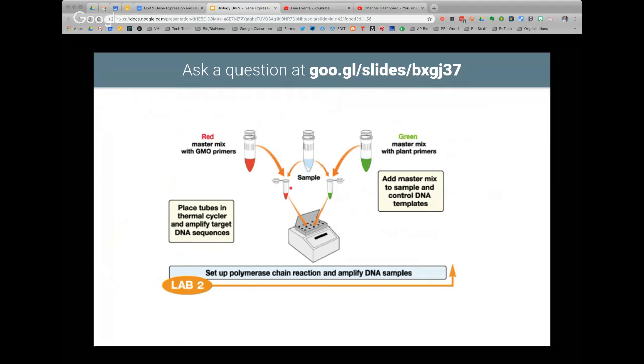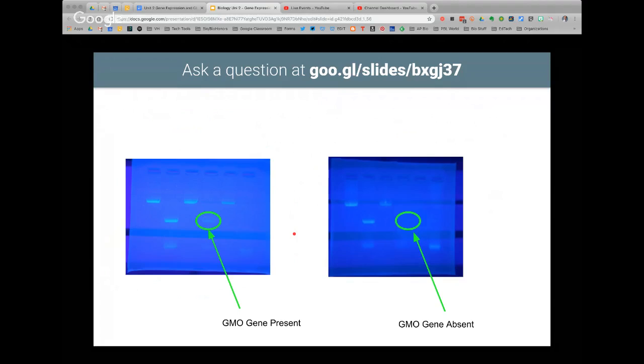We PCR'd them in our really expensive PCR machine called the thermocycler that basically changes temperature in a predictable way, and we got results. And a lot of you got great results. So again, lane one and two, and this will be labeled if it's on a test. I should have labeled it here. Lane one and two were our controls. We had to know how big the plant gene was and how big the GMO gene was. And so we ran controls in lane one and lane two.